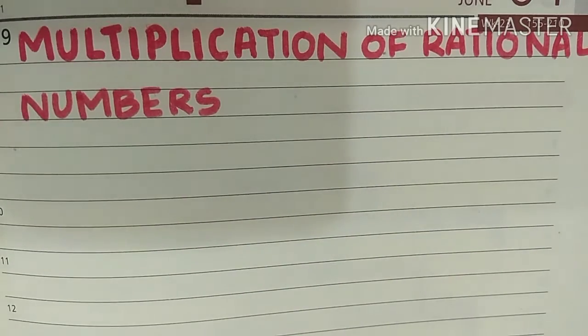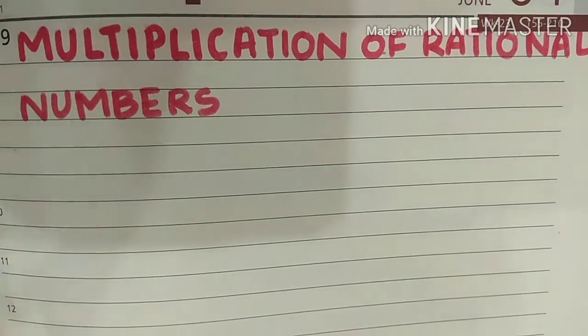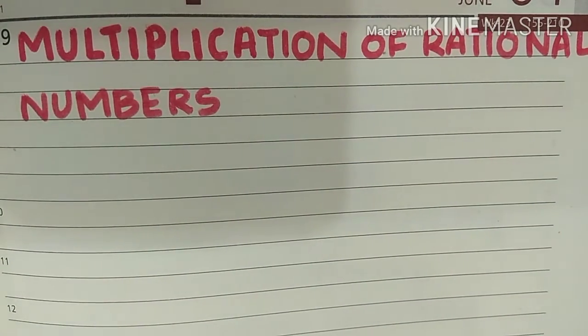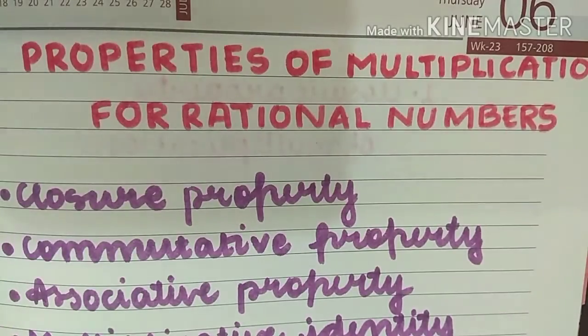In the last class, we learned the closure property for addition, the commutative property for addition, the associative property for addition, then additive identity, and finally additive inverse. What we are going to learn today is the multiplication of rational numbers. First of all, we're going to learn the closure property for multiplication.